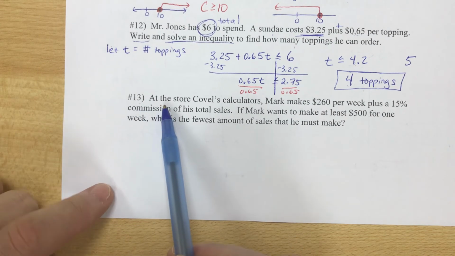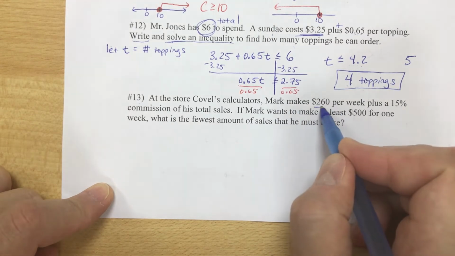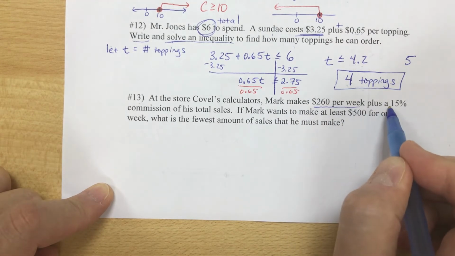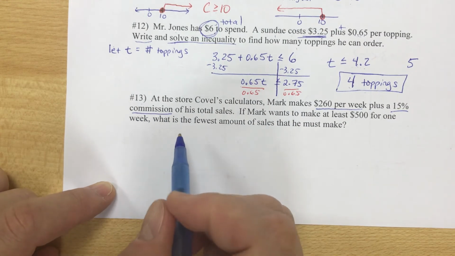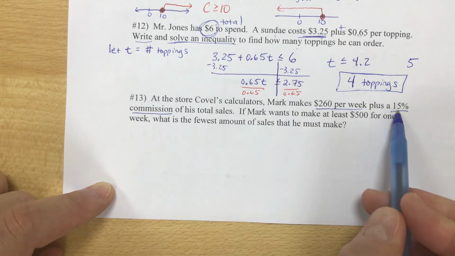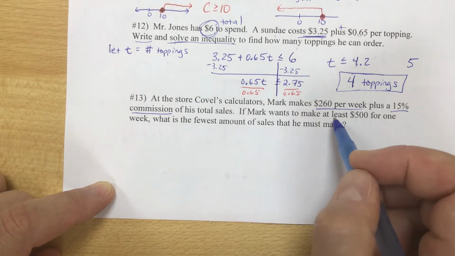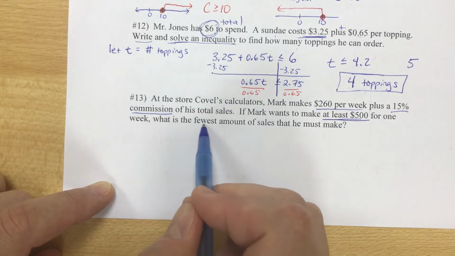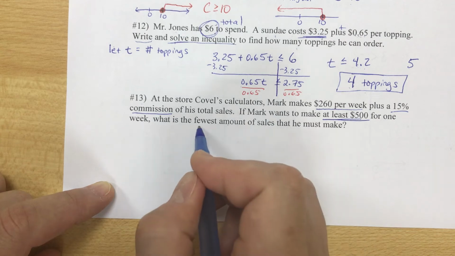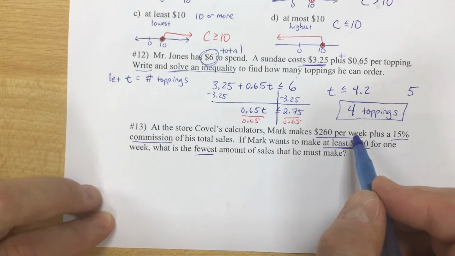Now, last one, number 13. At the store, Covell's Calculators, that's a great store, Mark makes $260 per week plus a 15% commission of his total sales. Everything he sells, he makes 15% of that value. So that's extra money that he earns. If Mark wants to make at least $500 for 1 week, what is the fewest amount of sales that he must make?